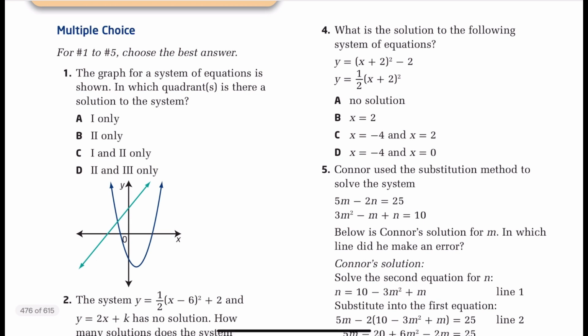The graph for each system of equations is shown. In which quadrant is there a solution to the system? So we know the solution to the system is the intersection between the graphs. So it will be in 2. So the answer will be B.